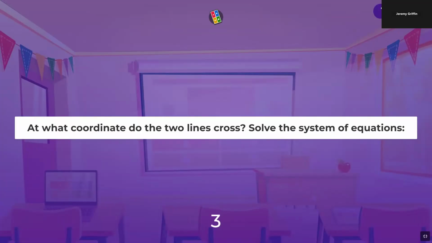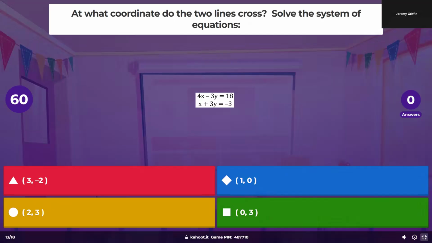At what coordinate do the two lines cross? Solve the system of equations. 4x minus 3y is 18. x plus 3y is 93. Solve the system of equations.